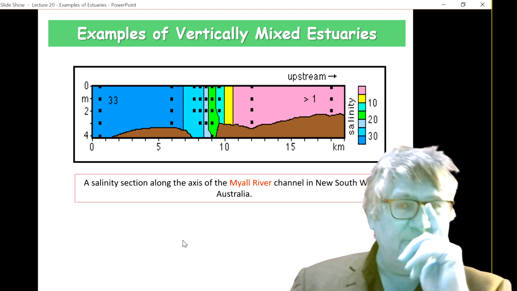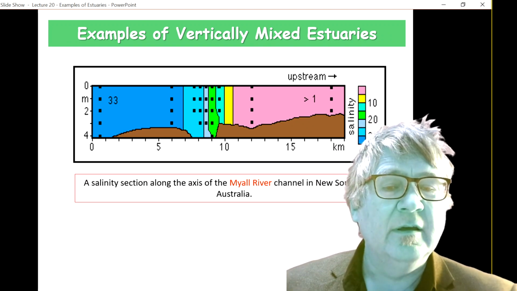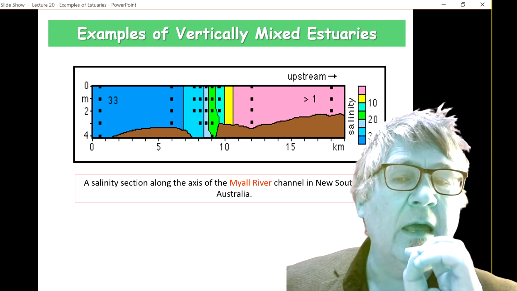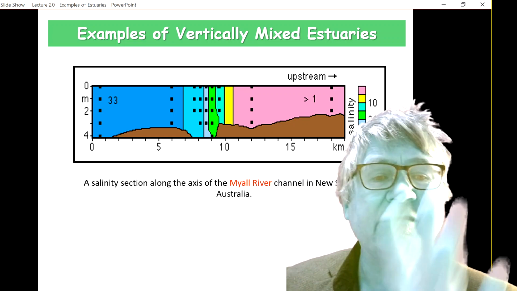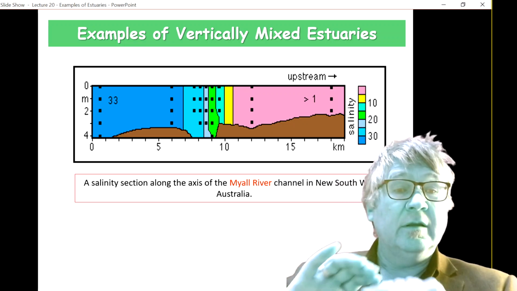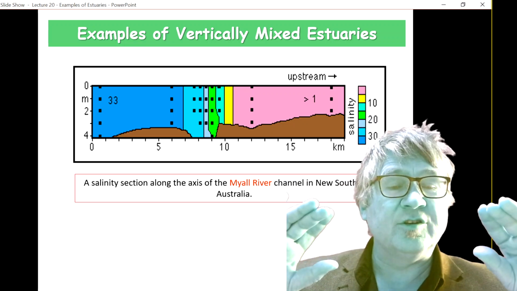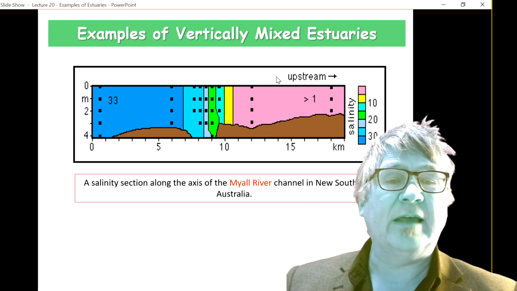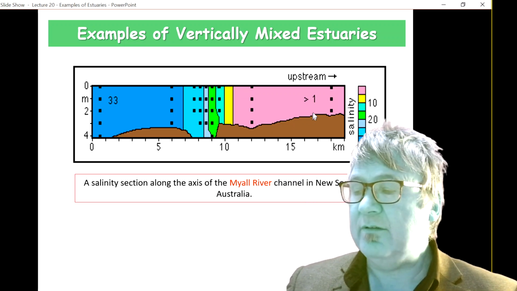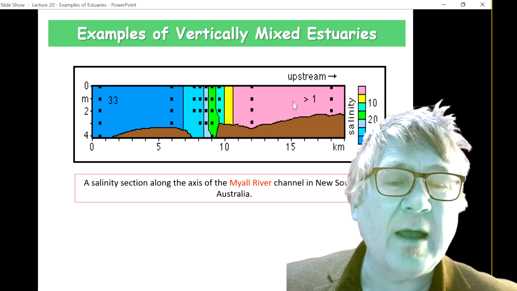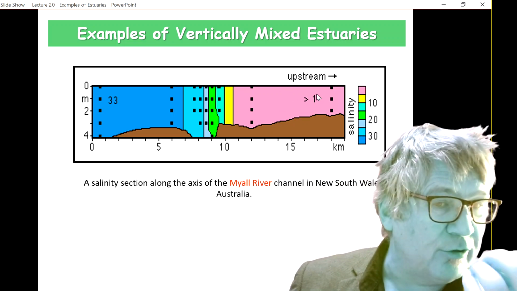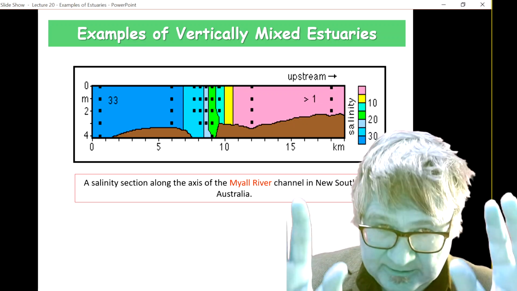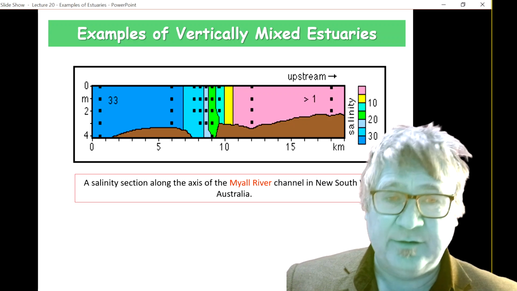Yeah, I have one example. Vertically mixed estuary. This is the Myall River Channel in New South Wales, Australia. And look at the salinity distribution here. The channel, 20 kilometers, is shown. You're on one side, called upstream here. Salinity levels are just about 1. It's almost fresh water. You can drink it, if it's clean.